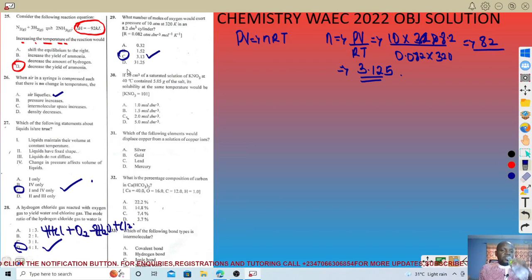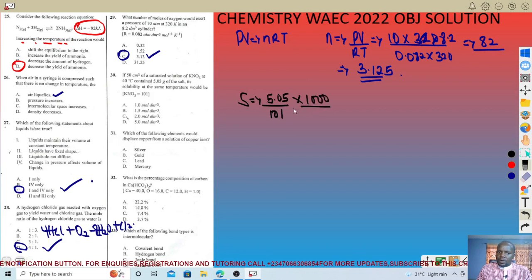The next question is 30. Number 30 says, if 50 centimeter cube of a saturated solution of potassium nitrate at 40 degrees Celsius contains 5.05 grams of the salt, its solubility at that temperature would be that. Solubility, I think we did this in the prep class as well. Mass over molar mass. The mass is 5.05. Molar mass of KNO3 should be 101. It's given inside the bracket. So multiply by 1000 over volume, also given, over 50.